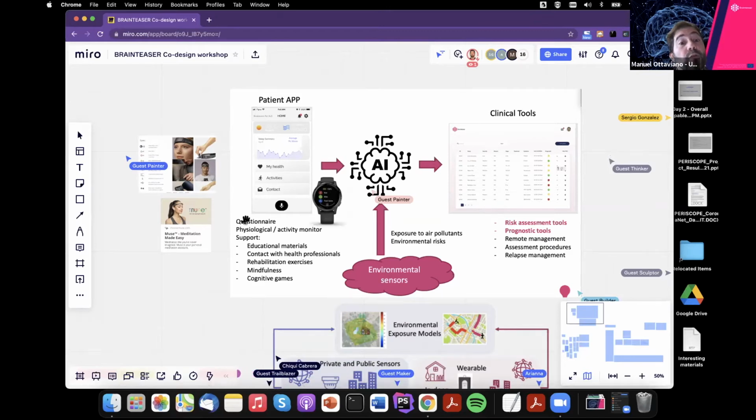We would like to have contact functionality to be in contact with health professionals, but not only health professionals, but also, for instance, patient associations, or to contact other health professionals and send the material, all the data that have been gathered in this system.